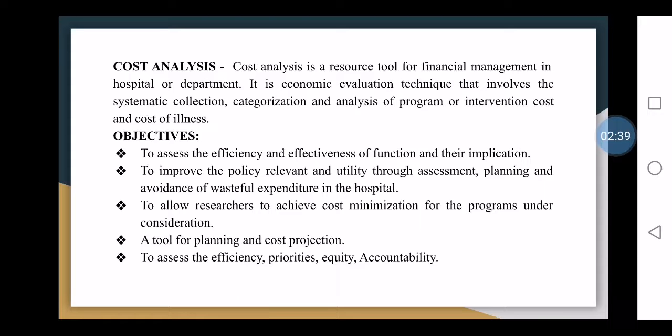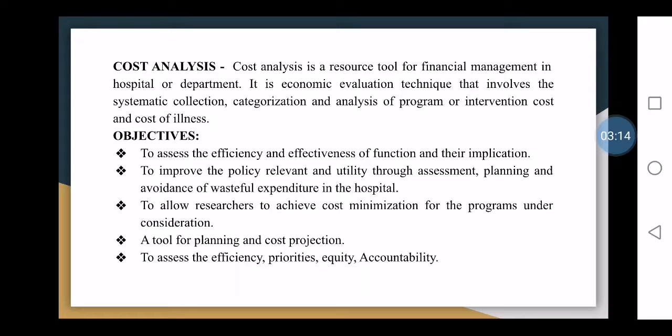The main objectives are to assess the efficiency and effectiveness of function and their implementation. So in order to check a hospital or any department, because cost analysis, you don't think that it only happens in the health sector, it happens in all the sectors. One of the main sectors is the health sector. Moreover, we are studying this topic under health economics. So we are only thinking about the health cost analysis. It really helps to check the efficiency and effectiveness of how much the things are getting implemented.